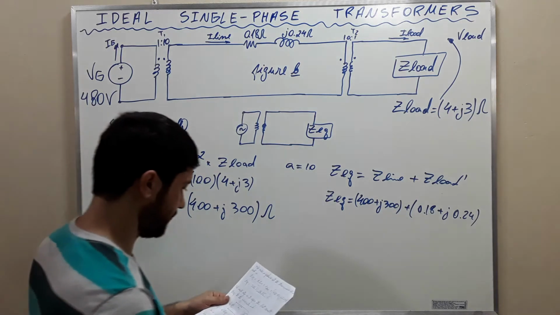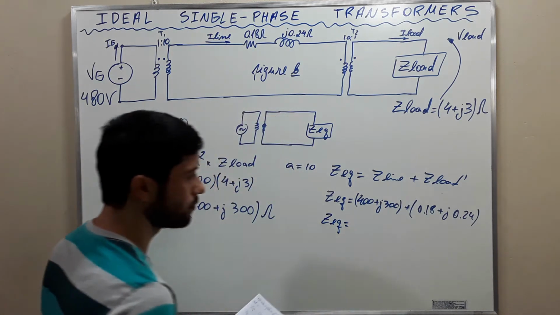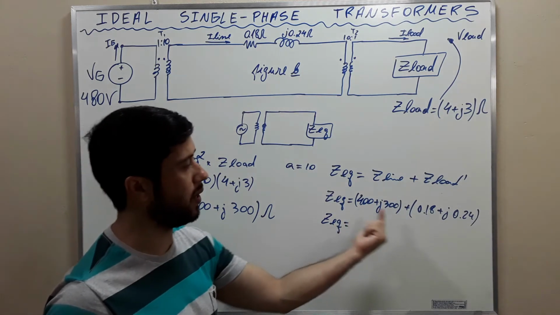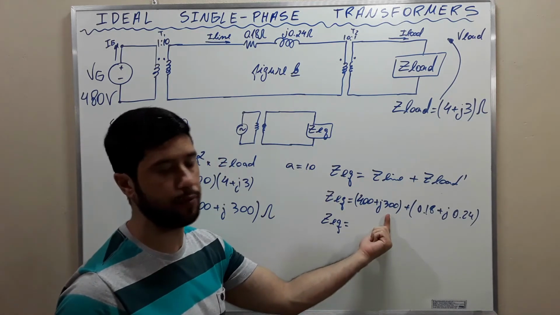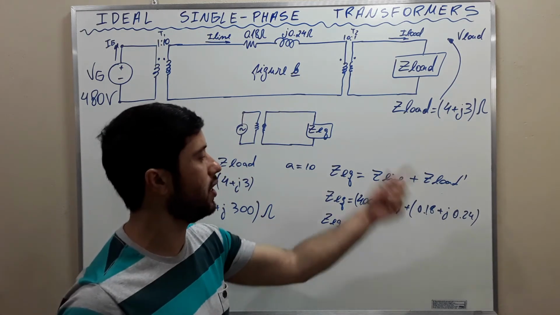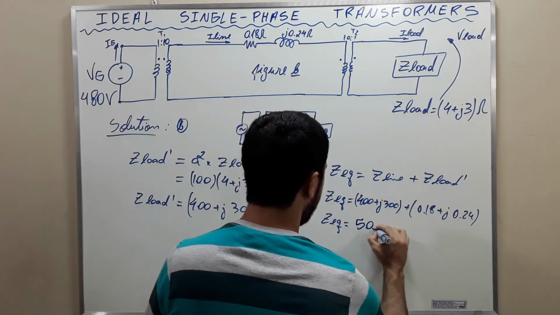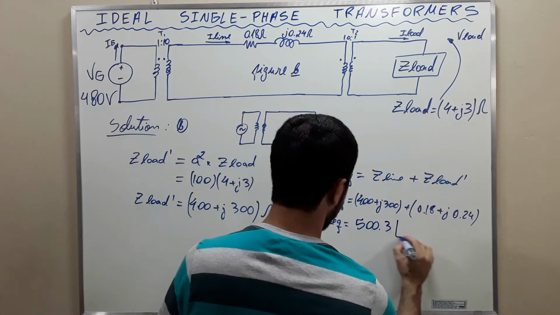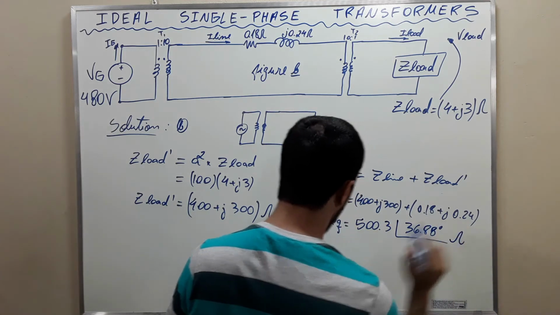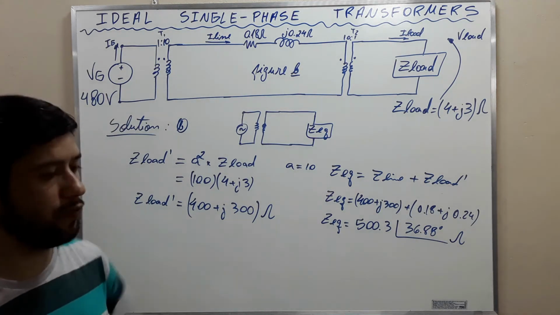And then we get the equivalent equal to, use your calculator. You're going to sum this real part with this real part, and this imaginary part with this imaginary part. You are going to get a Cartesian representation, and then you convert it to the polar form, and you are going to find 500.3 in the phase 36.88 degrees ohms. So this is the equivalent impedance.